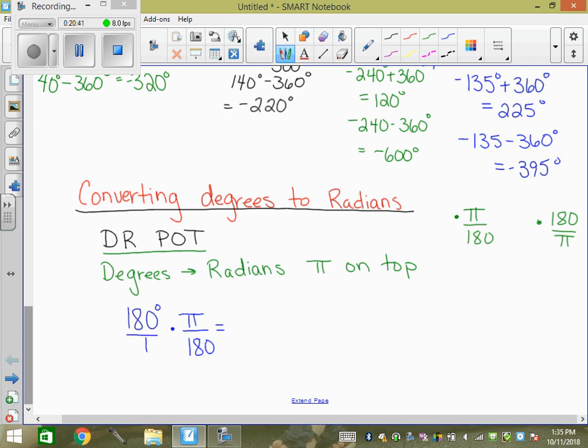When you multiply, a lot of people try to do cross multiplication. You only cross multiply across an equal sign. You cross multiply when there's an equal sign between two fractions. When there's no equal sign, you just multiply across the top, across the bottom. So here, we're just going to get 180 pi over 180. And what happens? The 180s cancel, and you're left with pi. So 180 degrees is the same as pi radians.